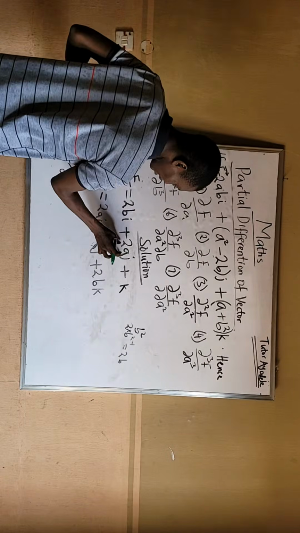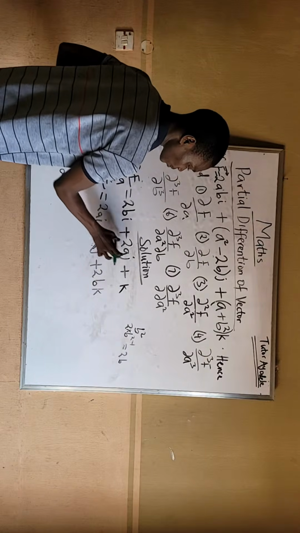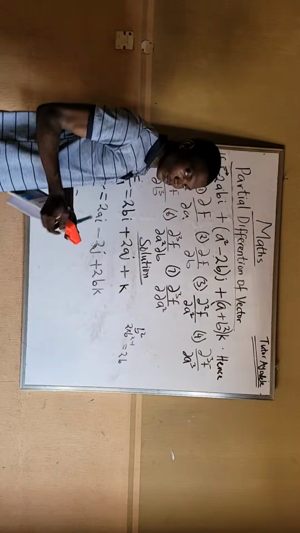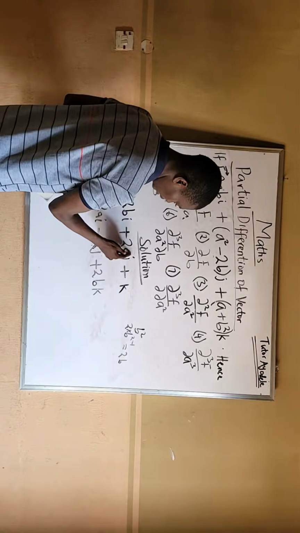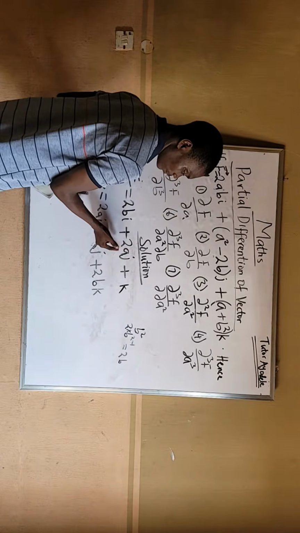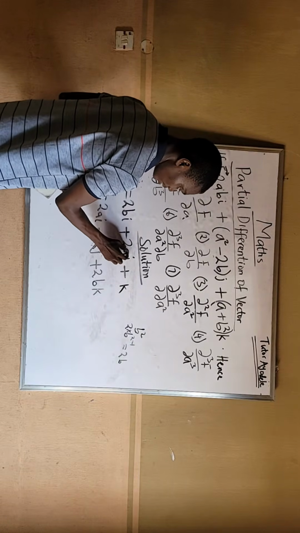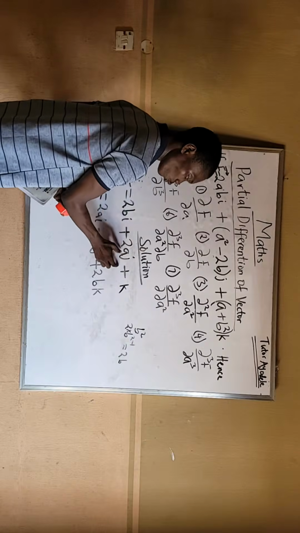So I only have this one here too, which automatically changes to 0. The only part I will differentiate is this. So I have 2a. What does that give you? Of course, a is raised to power 1. 1 times this 2 will give you 2. 1 minus 1 will be 0. So a raised to power 0 will be 1, right? So 1 times this 2 will still give me 2. 2 what? It is 2j.